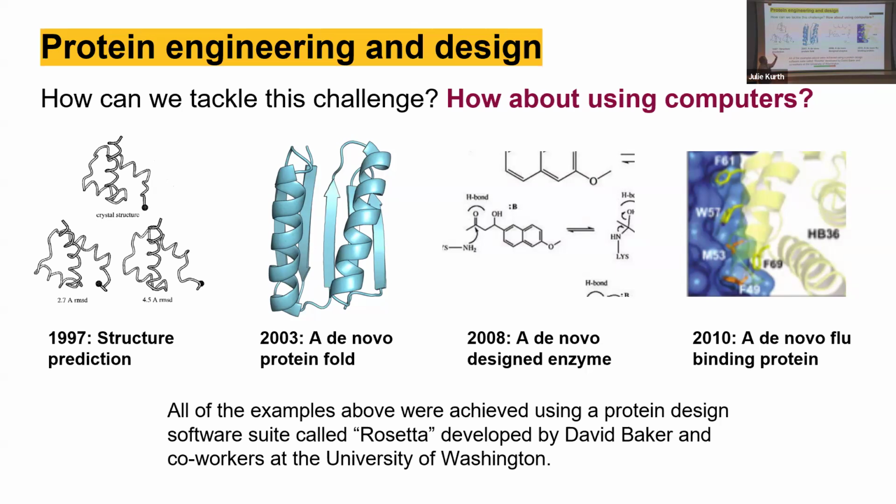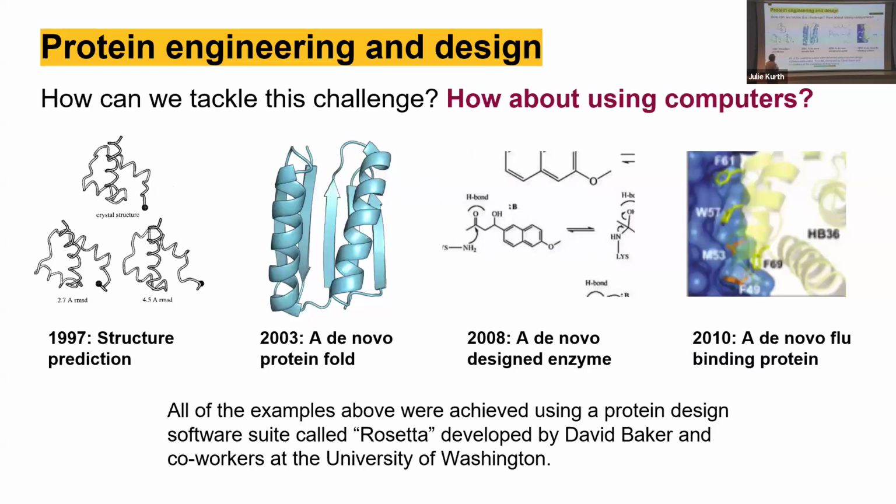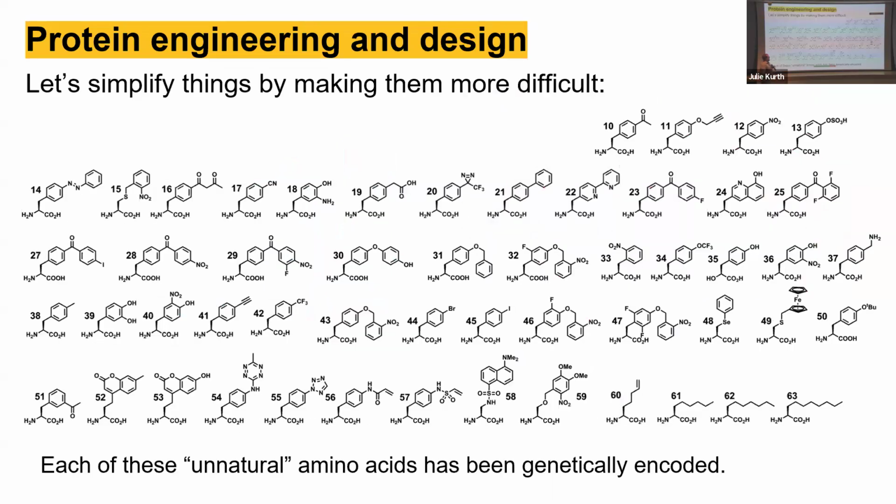In the last 15 years, computational protein design has been used to do many other things. But I just wanted to highlight what I thought were some of the really amazing things that the software can be used to do. Now, I'm not shown on this slide anywhere. So what do we do?